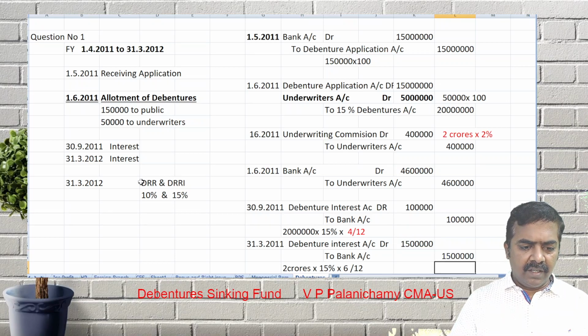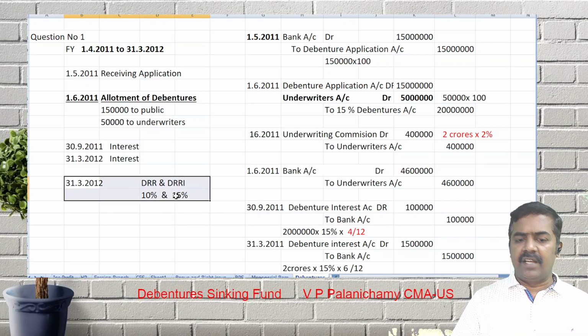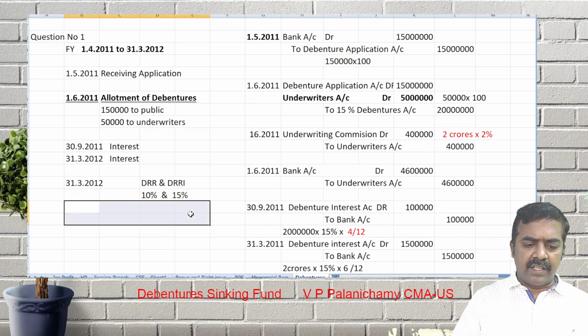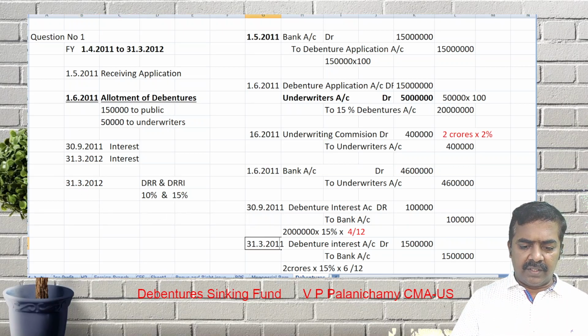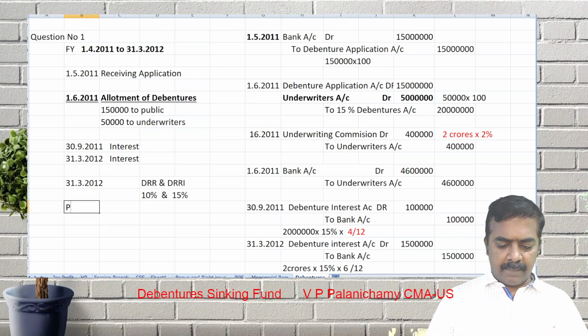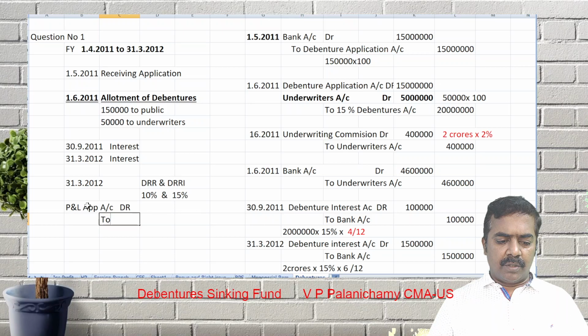Wait. Now for the creation of DRR and DRRI, since nothing is mentioned in the exam question, we have to create on this 31st March 2012. What is the minimum DRR you have to create? 10%. P&L appropriation account debtor, to which account?